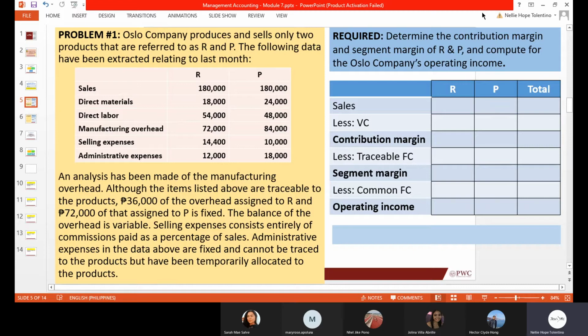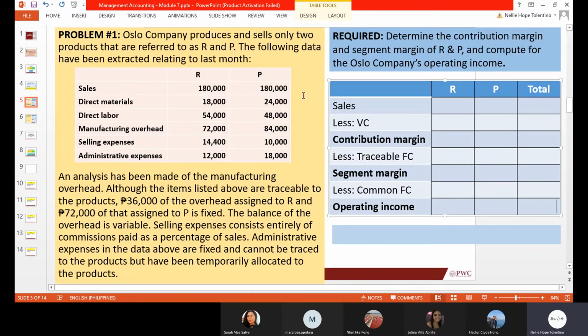So, what's the requirement? Again, like I told you, kapag may problem, always look at the requirement first. Ano ba yung hinihingi ng problem? So, gusto niyang makuha ang contribution margin and segment margin of R and P. So, dapat itong mga boxes dito, may mga figures yan mamaya. And the operating income of Oslo Company. So, ito yon. Itong specific box na ito. Dito sa total, dito sa pinakababa. Kasi makuha yung operating income ni Oslo mismo.